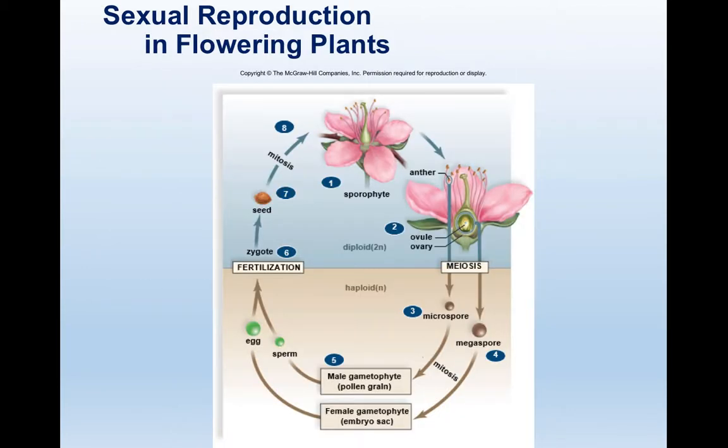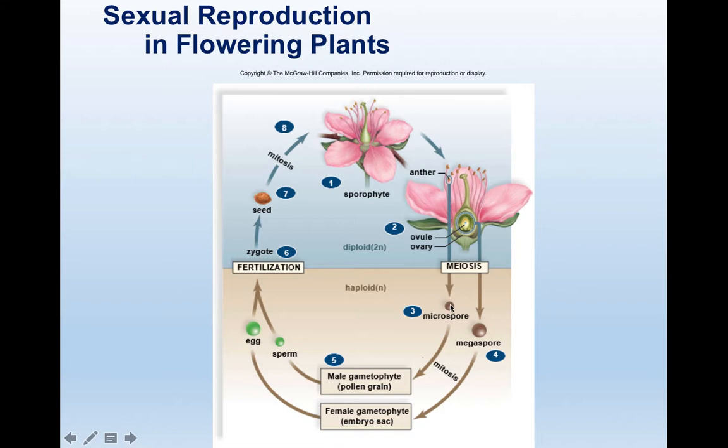Whenever we look at it, here is a good representation of what happens. If we start here at number 1, we have the sporophyte, we have a full-fledged flower, and we have the anther, and then we have the ovary and the ovule. And so what we have is reproduction that's going to take place right here from the anther over into the ovary, and then we're going to get the meiosis to take place. As we get that meiosis to take place, here's what's happening. We have a microspore coming from the anther, and we have a megaspore coming from the ovule.